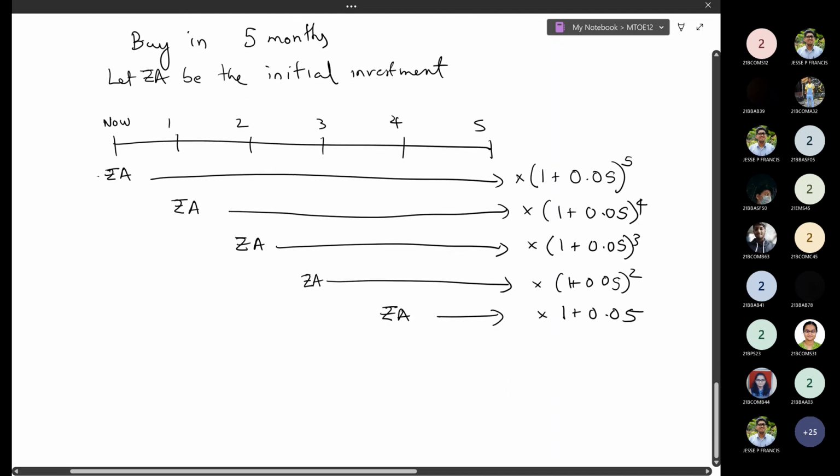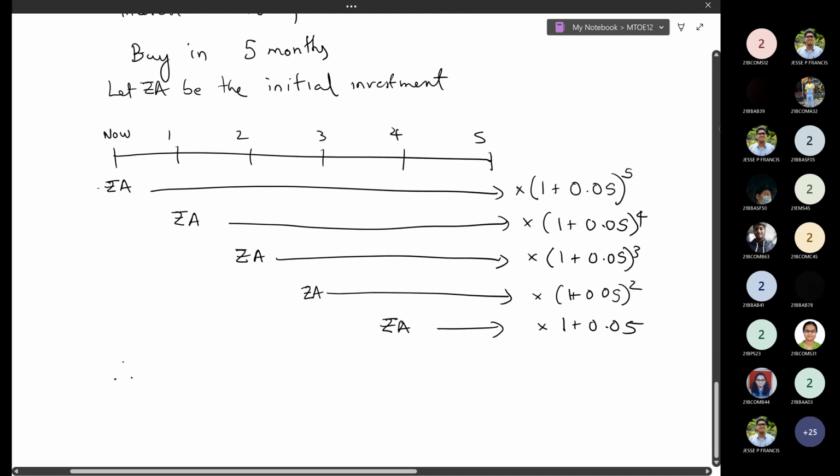So therefore, A into 1.05 to the power 5 plus 1.05 to the power 4 plus etc. plus 1.05 is equal to 1,50,000. We need to find A. How do we find A? Of course, you can find 1.05 to the power 5 plus 1.05 to the power 4 plus etc., and A is equal to 1,50,000 divided by this amount. Or let's work smarter.